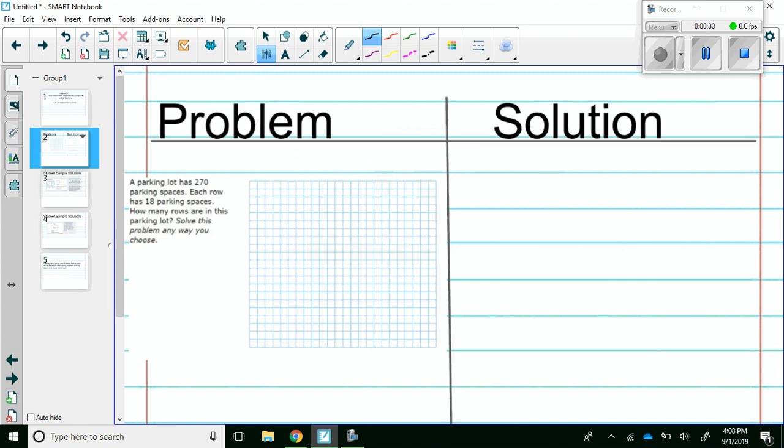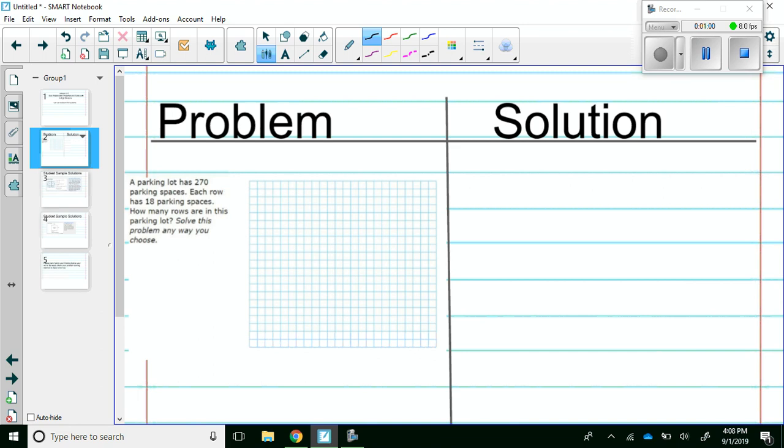Today's problem is a parking lot has 270 parking spaces. Each row has 18 parking spaces. How many rows are in this parking lot? Solve this problem any way you choose. Please do so now in your math notebooks. Pause the video to do that. When you are finished, press play to continue.